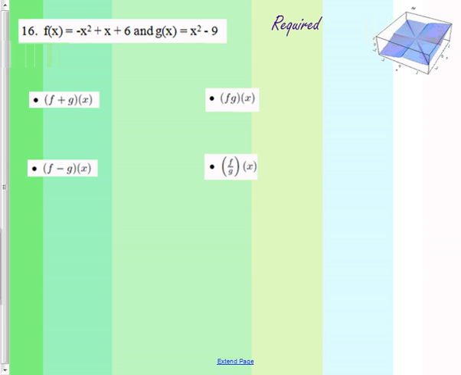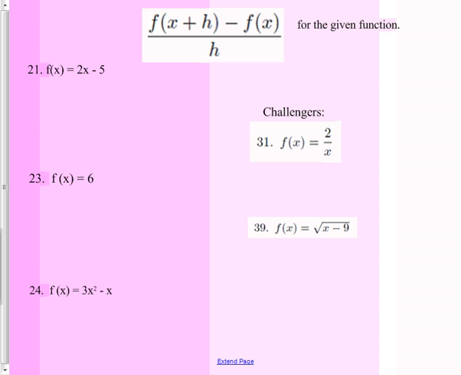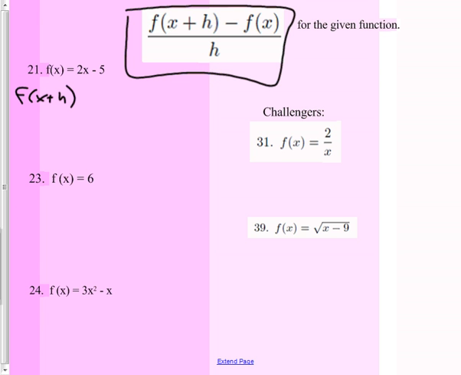Then move on to this one. It's a skip. You may skip 16 in its entirety. Then 18 I want you to do, and 19 I want you to skip. And then 21, 23, and 24, those are all good ones, and that's doing this process. First thing you always want to do is figure out f of x plus h, and then all you got to do is subtract f of x, which is this one in the first place, and all divided by h. You follow the little formula right there.